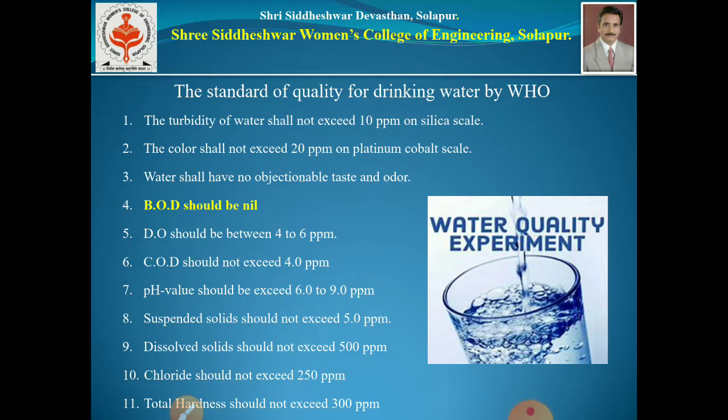So what is the allowed limit? 20 ppm. So 20 ppm means it is very negligible. Water should not have any objectionable taste or odor. We always reject the water which has a certain color or a certain bad taste.